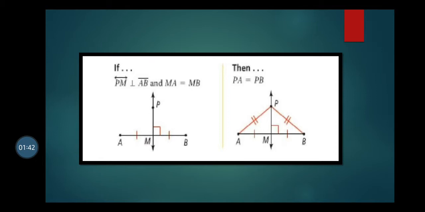Second example, PM is perpendicular to AB, so MA is equal to MB, and also PA is equal to PB. So we prove the point that every point on the perpendicular bisector of a segment is equidistant from its endpoints, and also every point equidistant from the endpoints of a segment is on the perpendicular bisector of that segment.